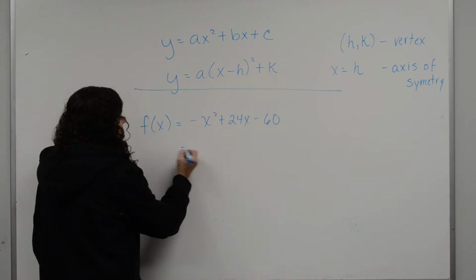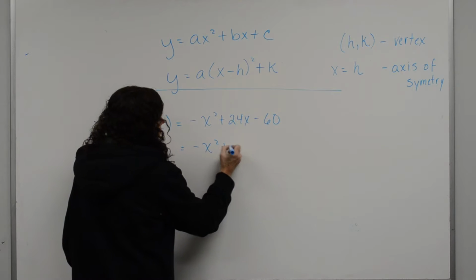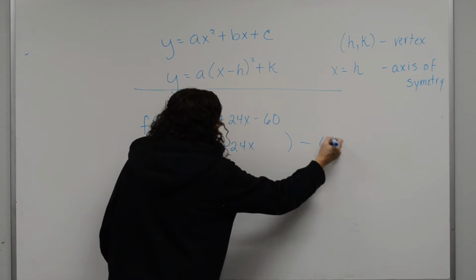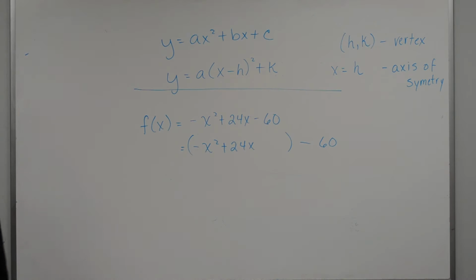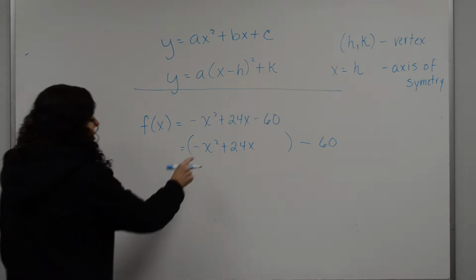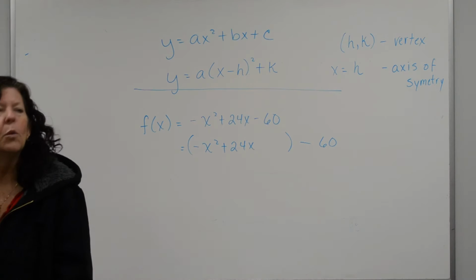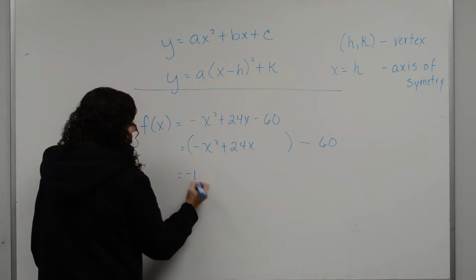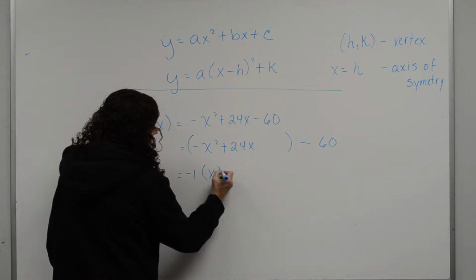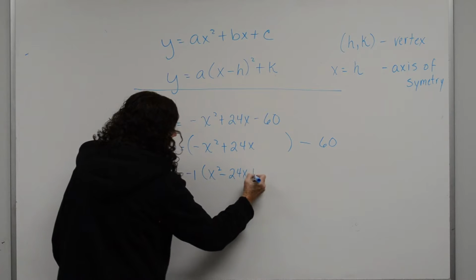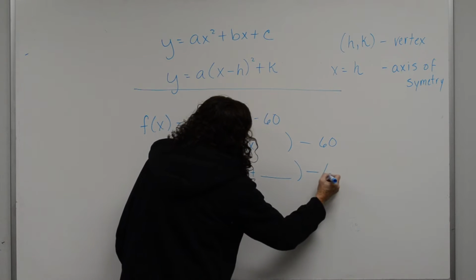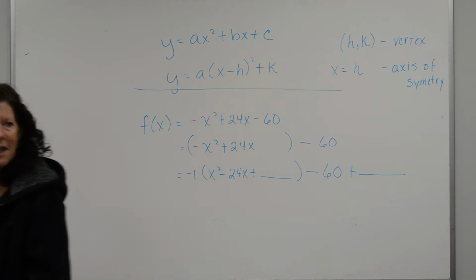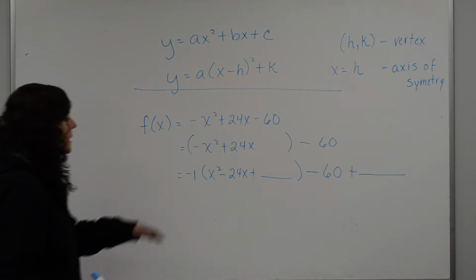So the first thing I'm going to do is separate this, and I'm going to throw my negative 60 out there. Then, remember, to complete the square, I can't have a number besides 1 in front of my x squared. So I'm going to have to factor out that negative 1. So now I have x squared minus 24x plus blank minus 60. And this time, I'm going to have to put the blanks on the same side. So I'm going to complete this square.